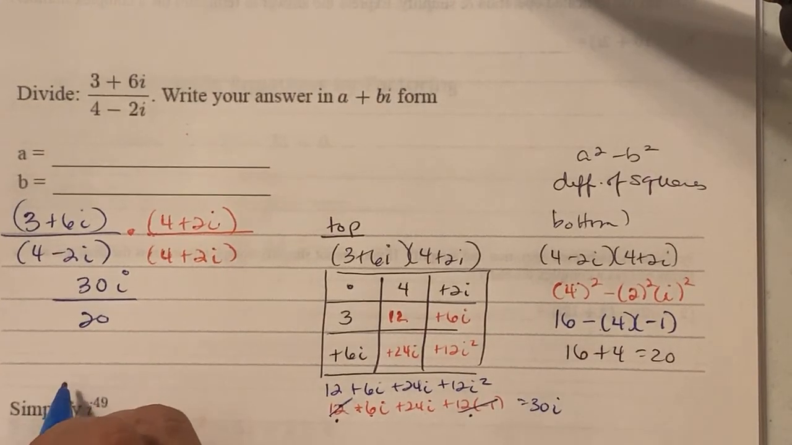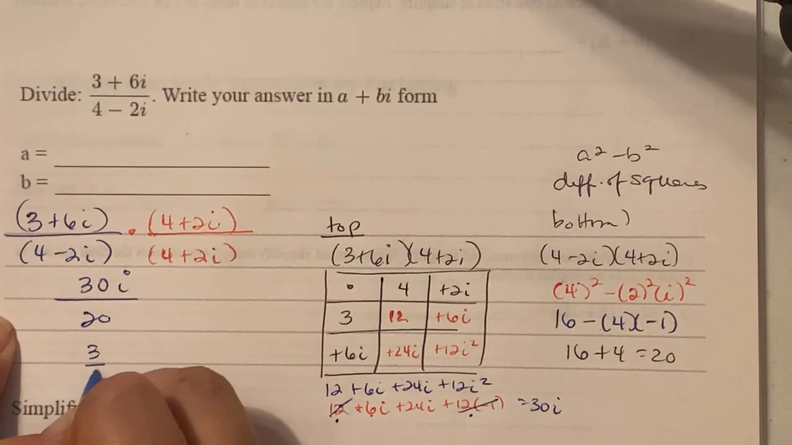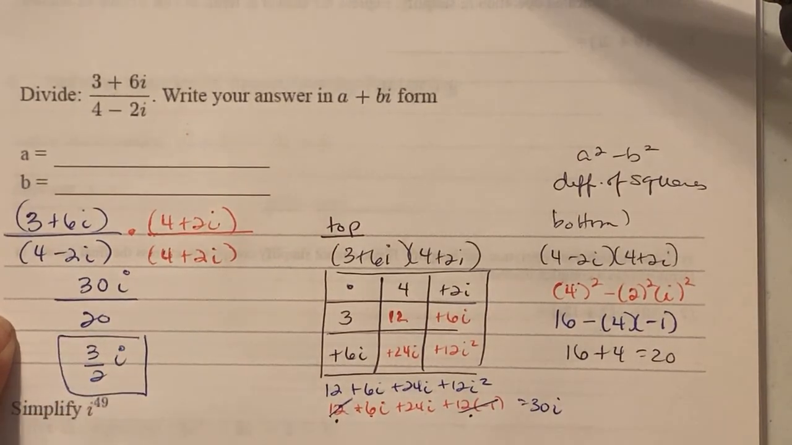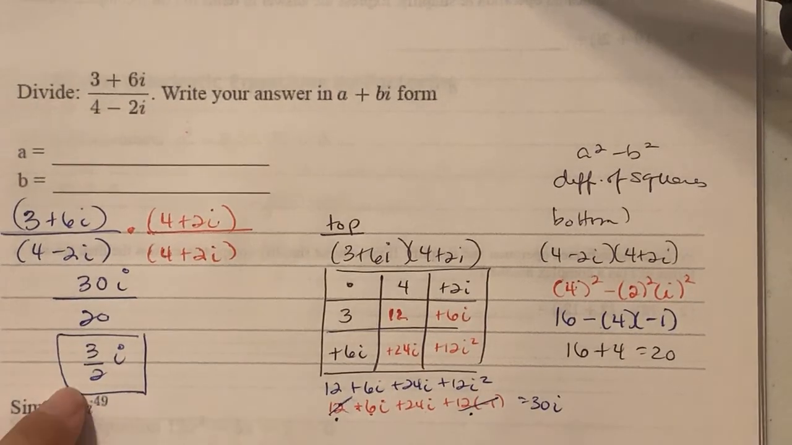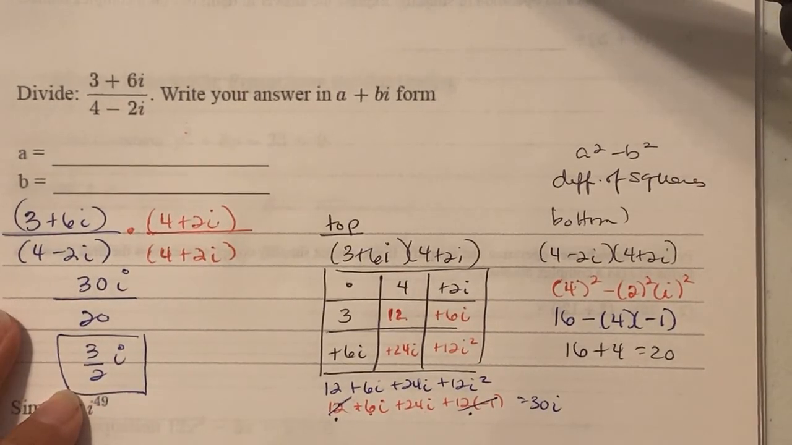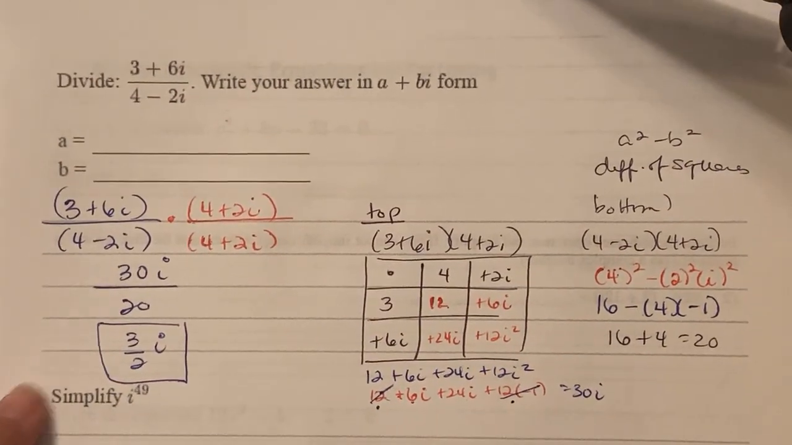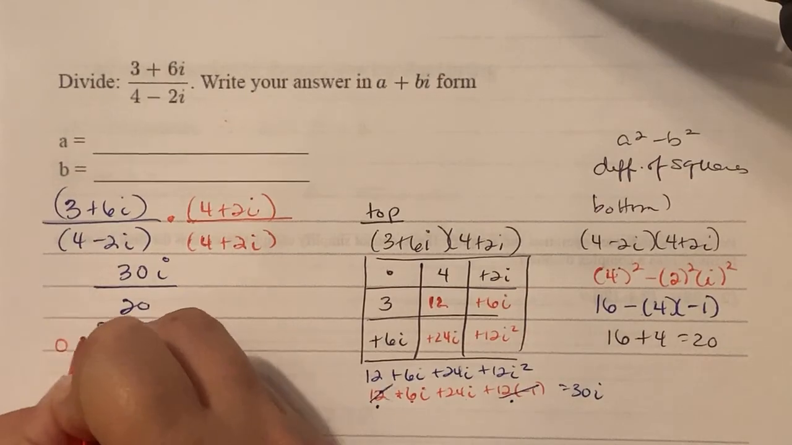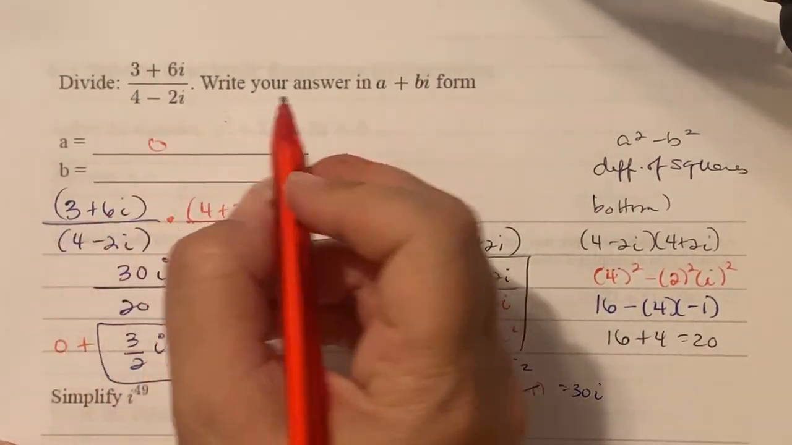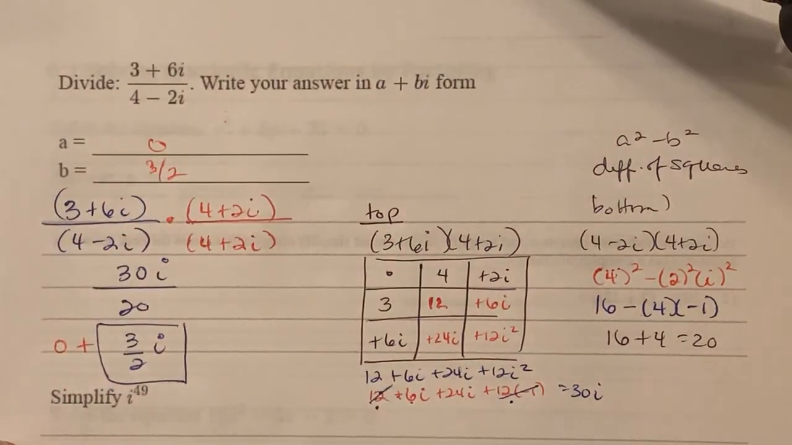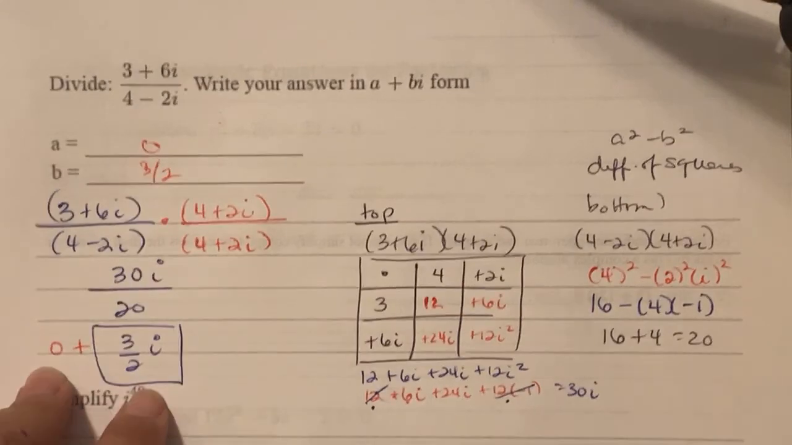Now we're at this point, and then we just reduce to 3/2 i. So in this instance, since we had 3/2 i as our answer, and they want the solution in the form of a plus bi, since we did not have a real portion, a place holder has to be held for it, which is 0 in this instance. So our a value would be 0, and our b value is 3/2. It's just the value of the coefficient, a and b.